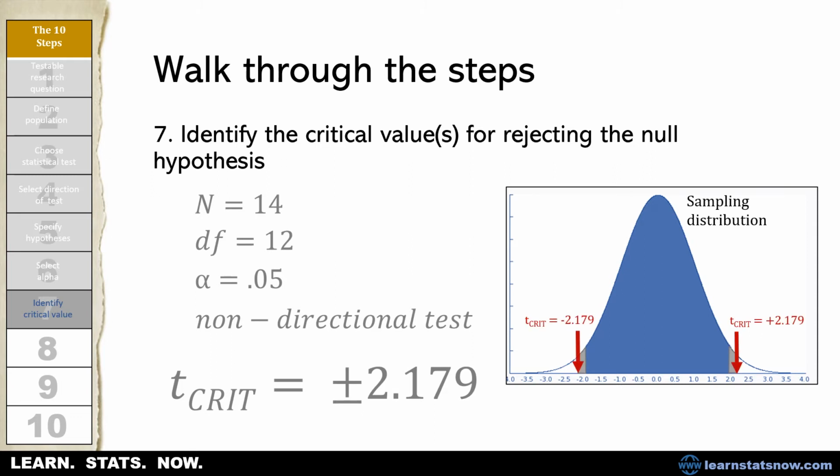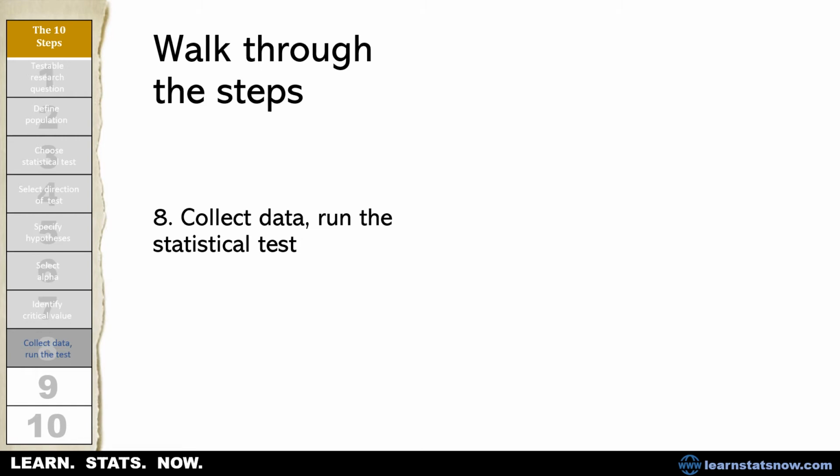Okay, so t-crit here now becomes plus or minus 2.179. And everything that's shaded represents area where if the sample mean falls in there, our t-ratio is located within the blue or the gray area, we fail to reject the null hypothesis. So now we've actually got to collect our data, run the statistical steps.